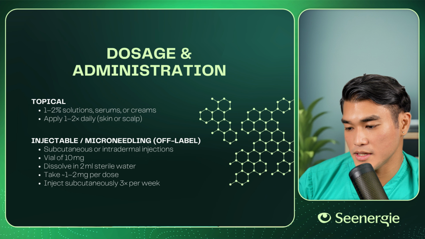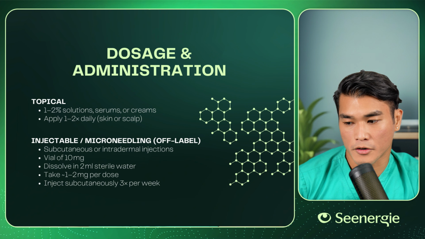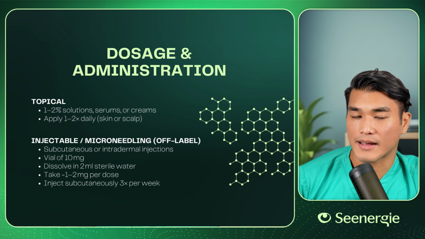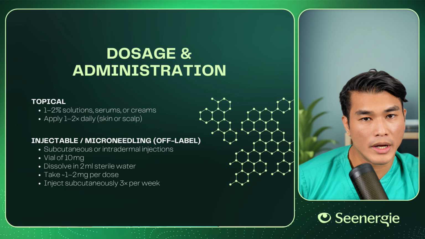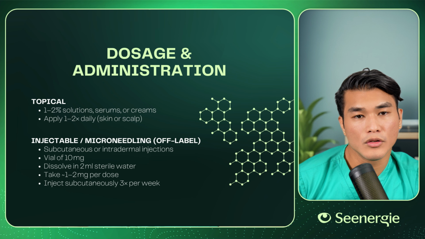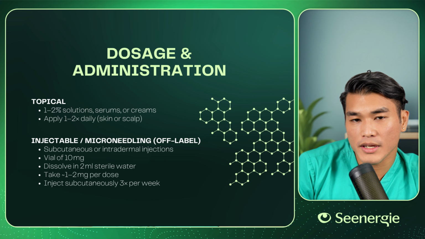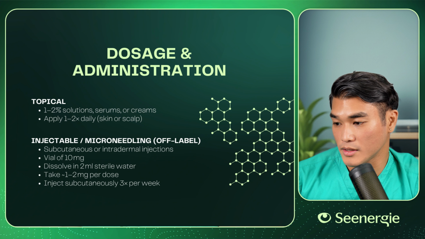In terms of the dosing, you can really just start with a 1 to 2% cream or solution. And then if you want to do it subcutaneously, if you have a vial of GHK-Cu at 10 mg, you can dissolve that in 2 ml of sterile water. You just want to get around 1 to 2 mg, which you inject subcutaneously around 3 times a week. Make it Monday, Wednesday, and Friday to make it super simple.